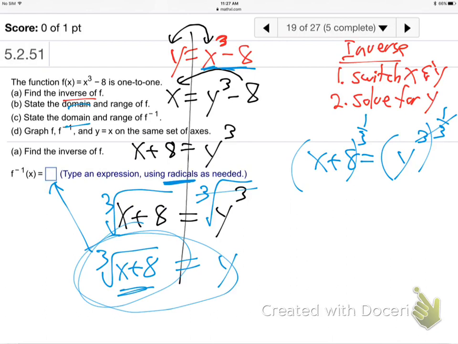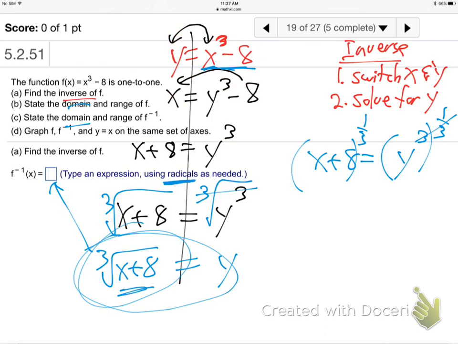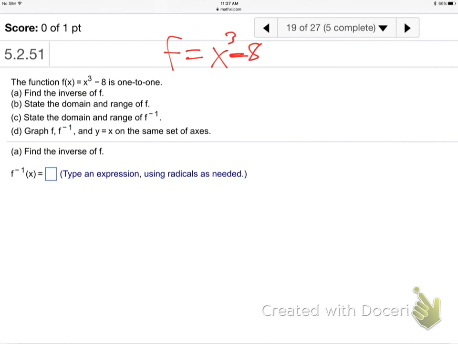Okay, coming back. So we got the original function, x cubed minus 8. Let me write them both down, and we'll do them both. The original function f is x cubed minus 8. And then the other one is the cube root of x plus 8. So over here, f inverse is the cube root of x plus 8.